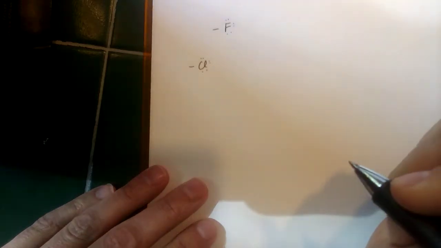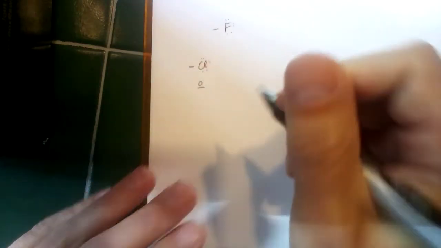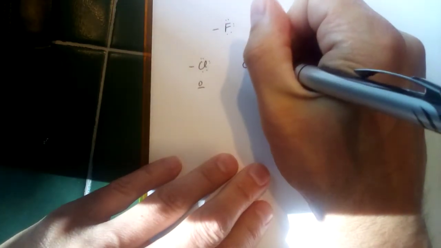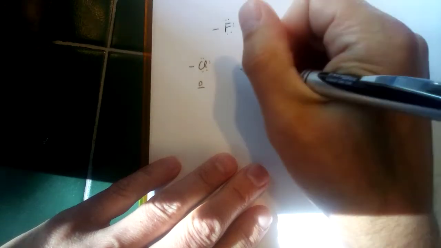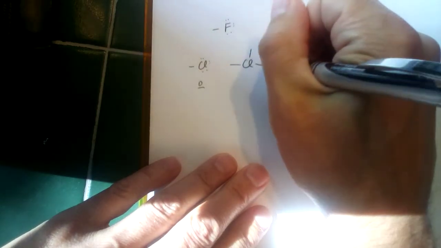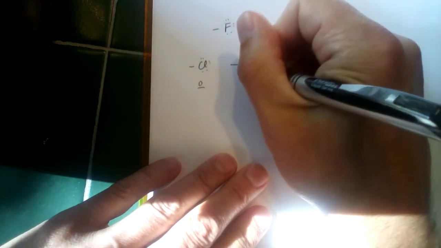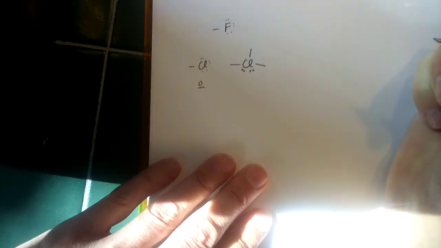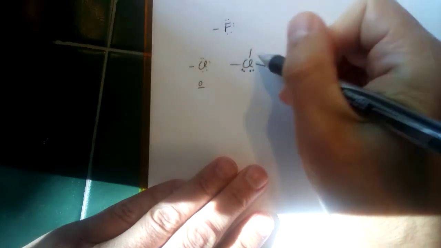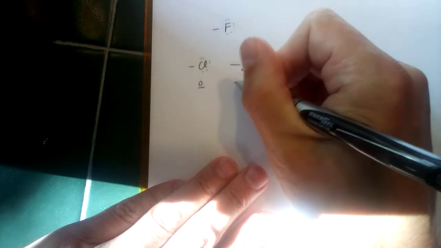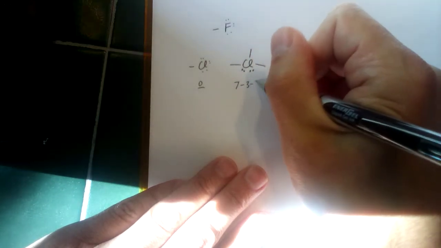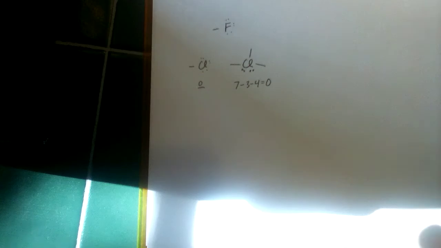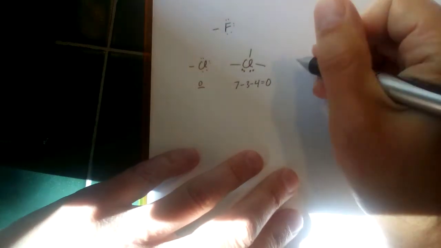It could have 3 sets of non-bonding electrons. That would be 7 minus 1 minus 6. That would be a 0 formal charge, right? But we can do some other things with chlorine too. Since chlorine can go past 8 electrons, we could have 3 bonds to a chlorine and then 2 sets of non-bonding electrons, right? That would be a total of 10 electrons, but formal charge-wise, 7 minus 3 minus 4, 0. Perfectly acceptable bonding situation for chlorine.